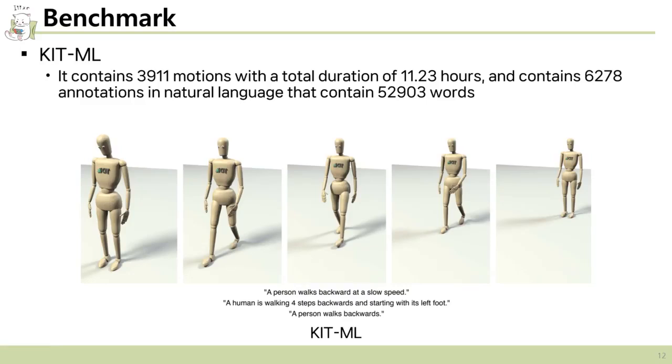Another important dataset is KIT-ML. KIT-ML includes 3,911 motions totaling 11 hours of data, along with 6,278 natural language annotations. These annotations contain over 52,903 words, making it a rich source of diverse motion descriptions. This diversity makes it possible to evaluate how well the model can handle a wide range of motion descriptions.